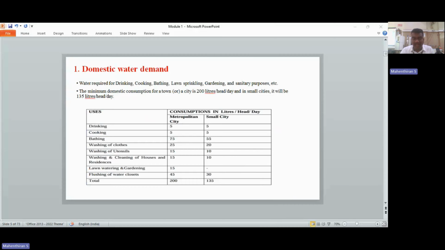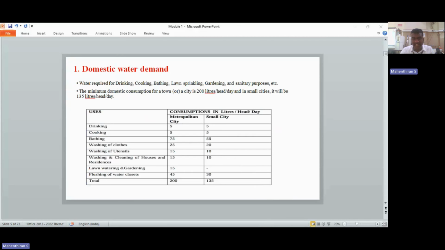Next is lawn watering and gardening. In metropolitan cities, it is 15 liters, whereas in small cities, it is negligible. This is because metropolitan houses may have lawns or gardens. Small towns may not have structured landscaping.